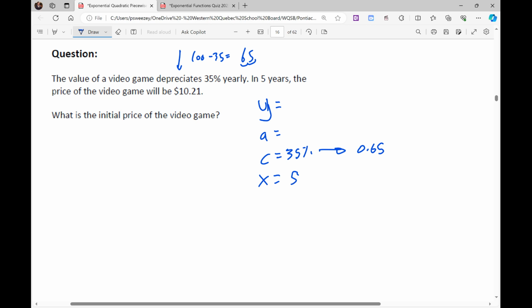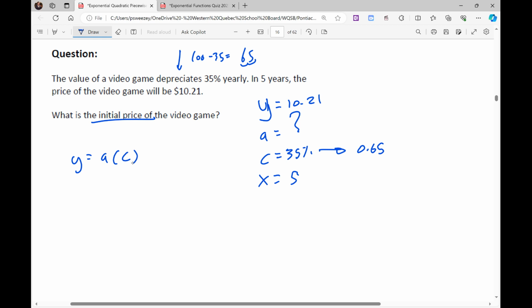Now, the last part about this, and the hint I've always given you, is that A is pretty and Y is ugly. When it says in 5 years the video game will be $10.21, is that giving you a Y or an A value? It's ugly, and it's tied to a time. In 5 years, it will be something. The Y and the X are tied together, basically saying at a specific time, it is worth this. So now that means I'm looking for A. That makes sense for the initial price, because A is my starting value. So you would just solve now.